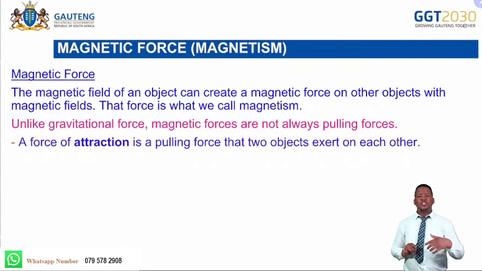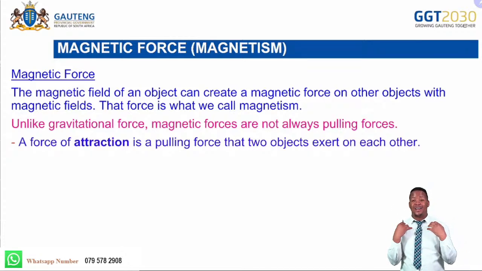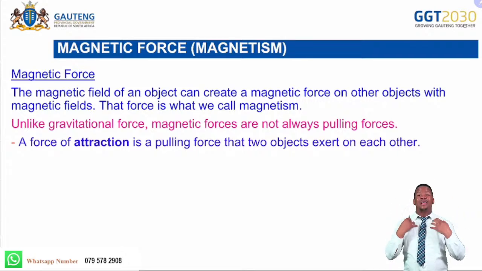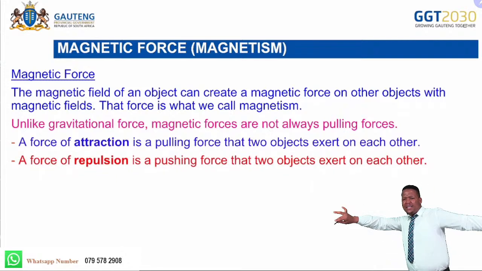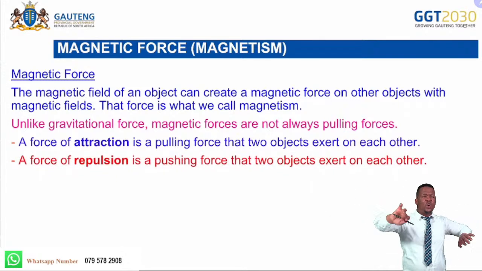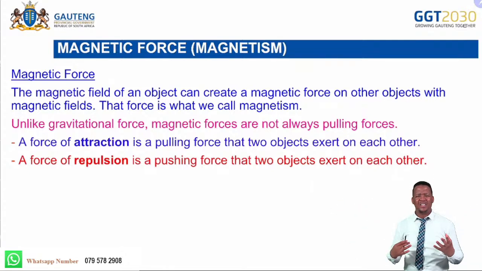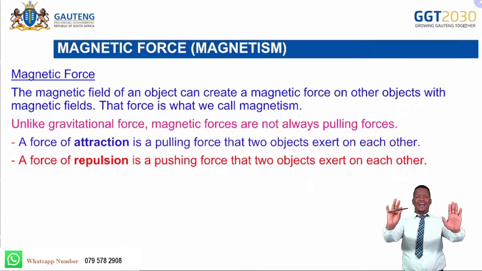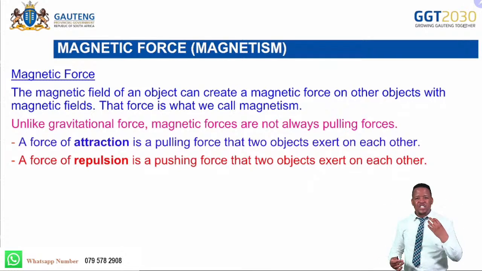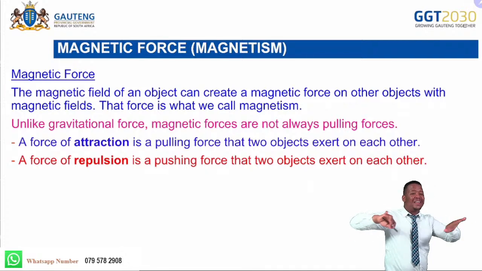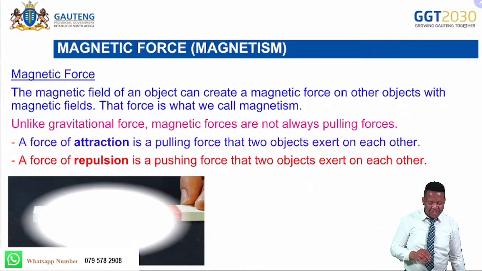A force of attraction is a pulling force that two objects exert on each other. So when they come to each other, that is a force of attraction, right? What about when they go against each other? When they separate or move away from one another, that's what we call repulsion. They are repelling. A force of repulsion is a pushing force that two objects exert on each other. So when they don't want each other, that is repulsion.